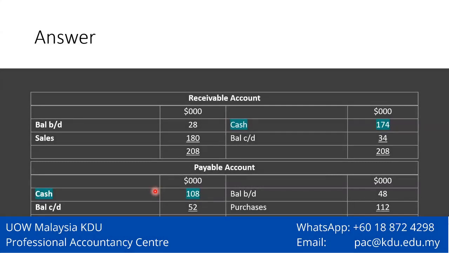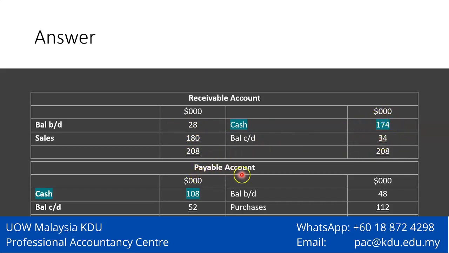Okay, first things first, I need the student to prepare the receivable control and the payable control. The opening balance is from 2008. The closing balance is from 2007. The sales is given to you in the SOPL. So your job is to find the one that is highlighted in green. This is the cash receipts from customers.